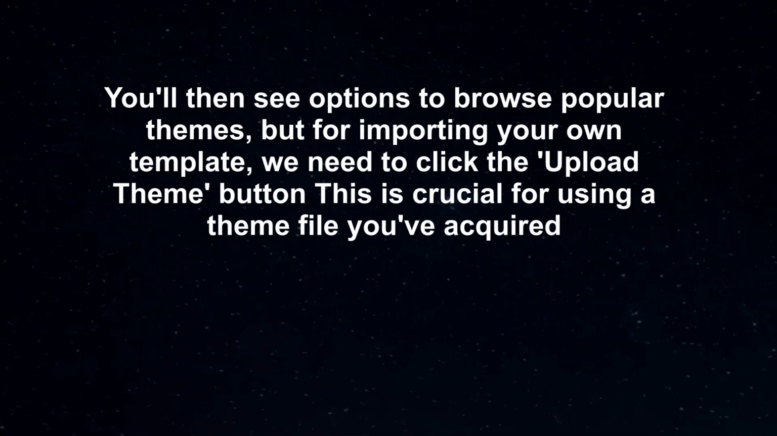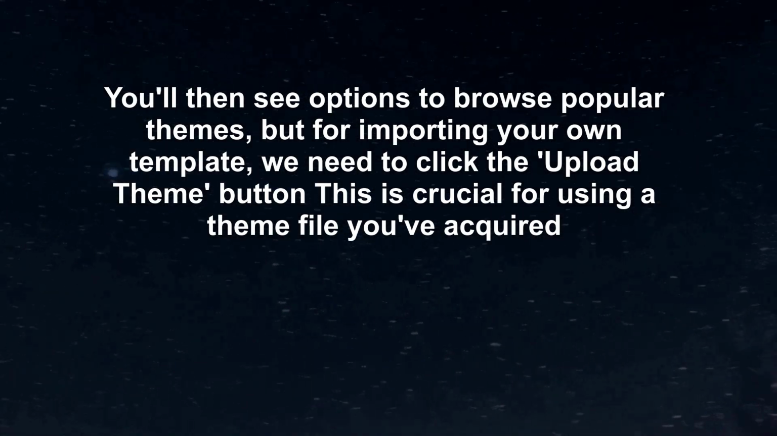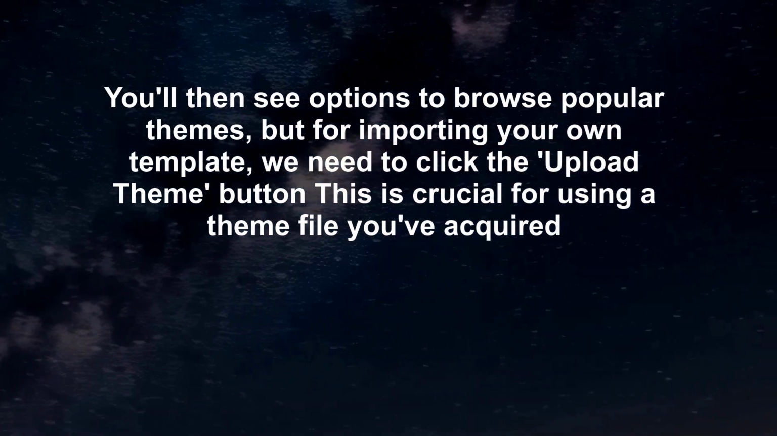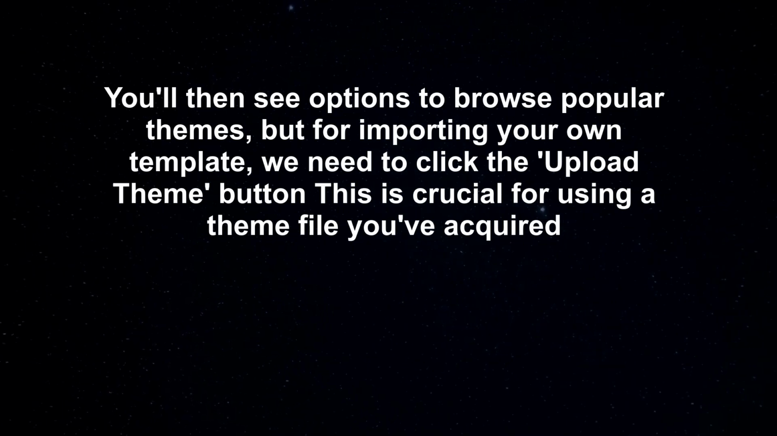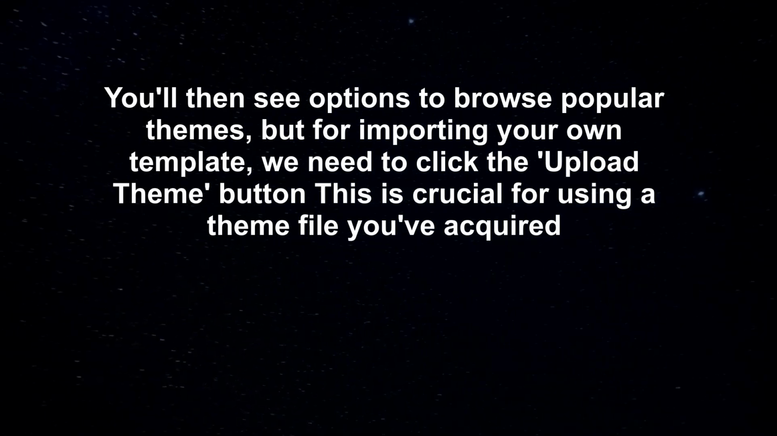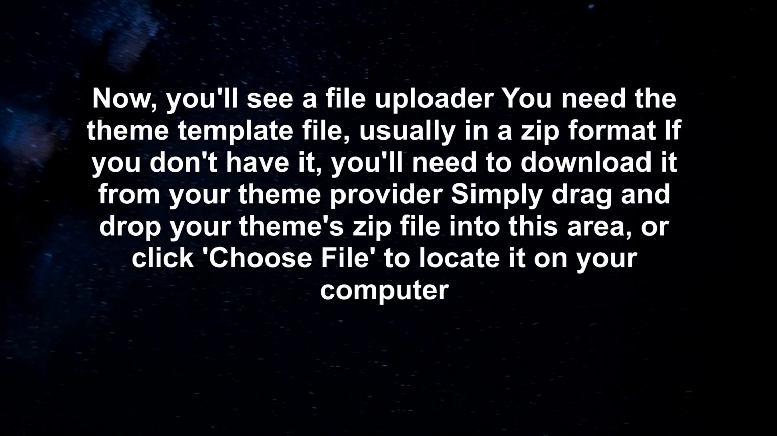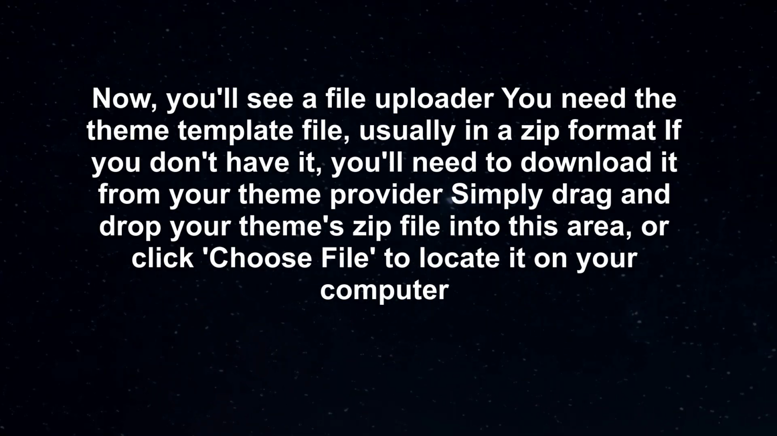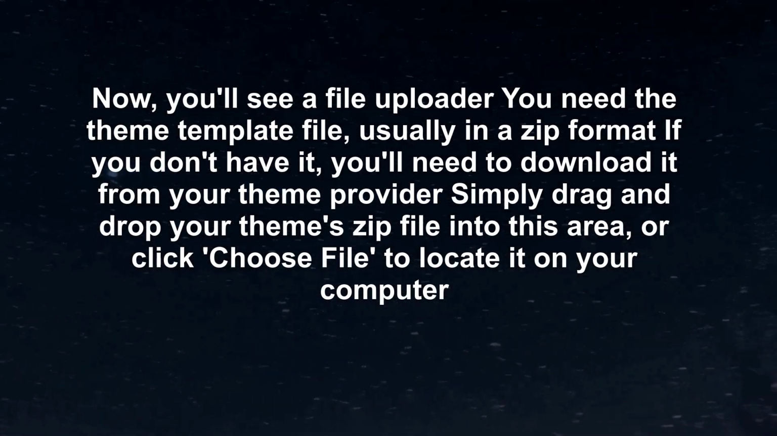You'll then see options to browse popular themes, but for importing your own template, we need to click the Upload Theme button. This is crucial for using a theme file you've acquired. Now you'll see a file uploader. You need the theme template file, usually in a zip format. If you don't have it, you'll need to download it from your theme provider.